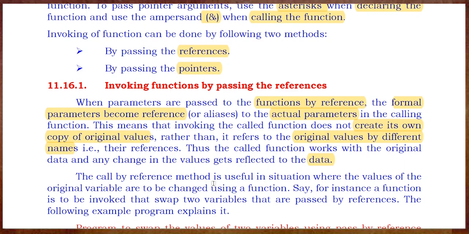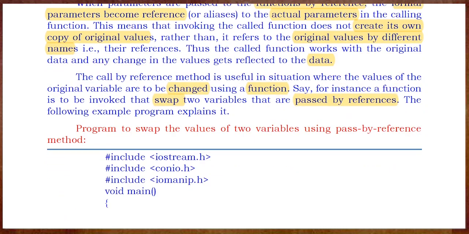The call by reference method is normally useful where the original values are to be changed, modified using a function. There are the original values in the main function, and this is a sub-program or sub-function. Using this function, if I have to change and work with the actual values, then I have to go for call by reference. For instance, take a function that swaps two variables passed by reference. We'll create a function used to swap, or interchange, the values of two variables. It uses the technique of pass by reference. We'll learn with the example, then you'll be able to understand.